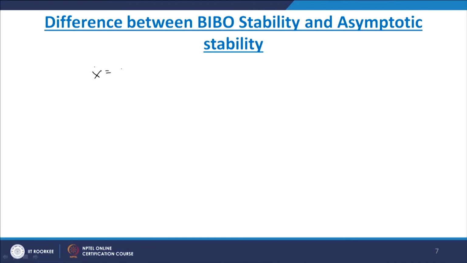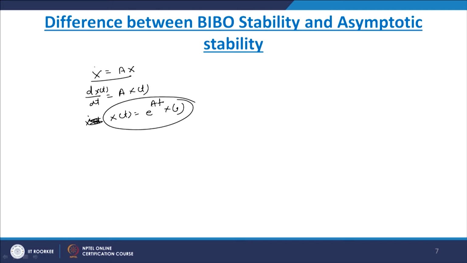Now, the difference between bounded input, bounded output stability and asymptotic stability. Normally this BIBO term is used in the transfer function approach. When the input is bounded, your output is definitely bounded. Now about asymptotic stability: if you have x dot equals A x, that is dx/dt equals A x(t), then if you solve it, x of t equals e raised to At times x of 0. This is the state equation.